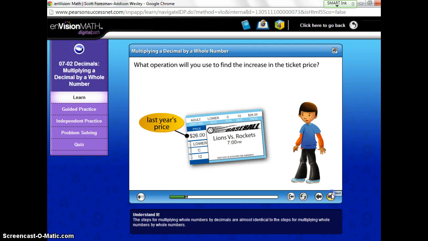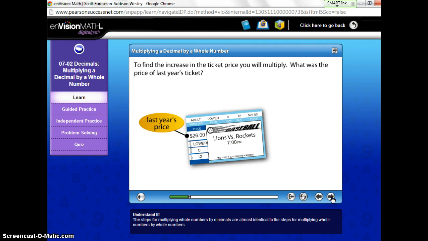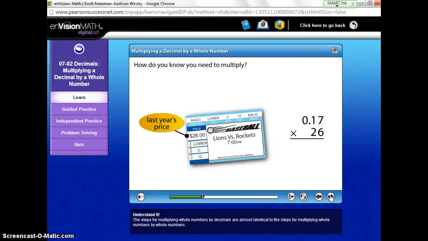That's right. So we're going to multiply, and we're going to take last year's ticket, which was $26. Now we can write that just like this, 26. And we're going to multiply it times 0.17. That's the same thing as 17 hundredths. Now, this 0 here is optional. It doesn't matter if you put it in or not. It does not change the answer.